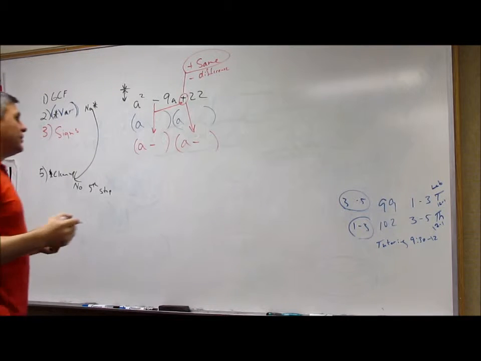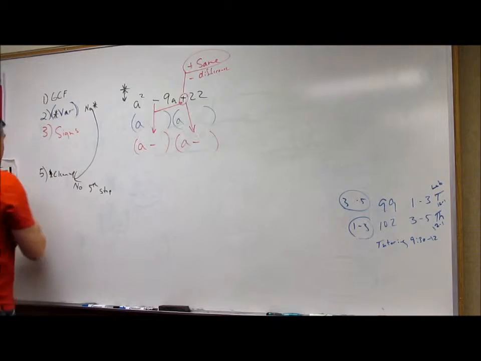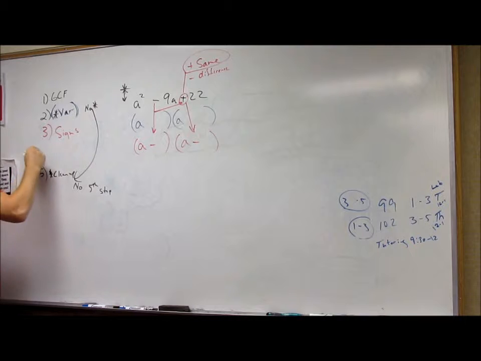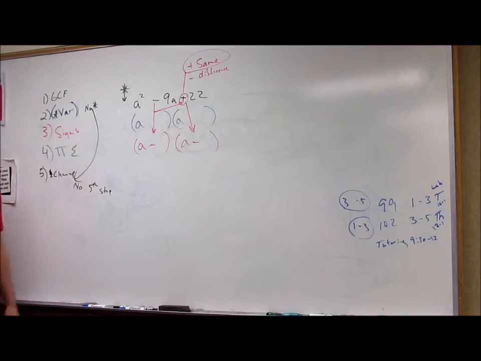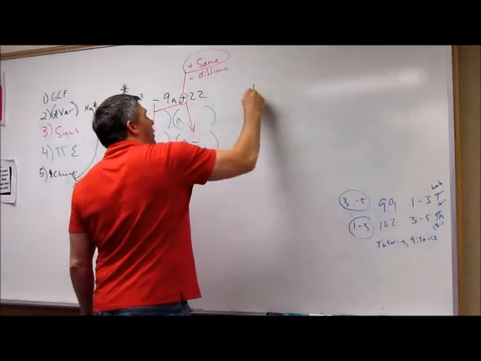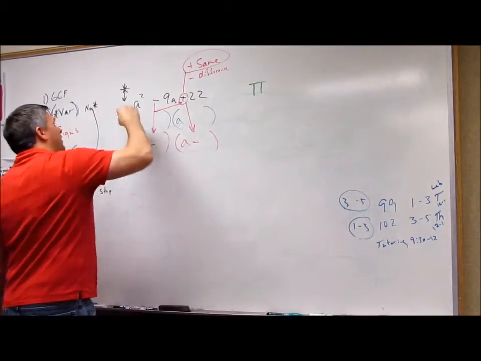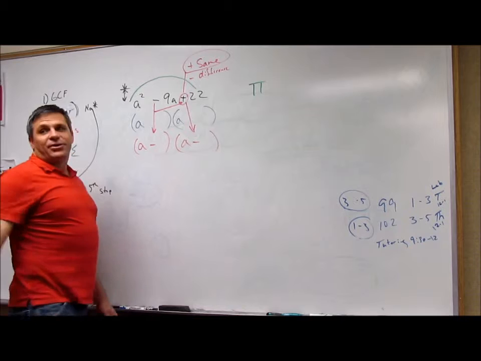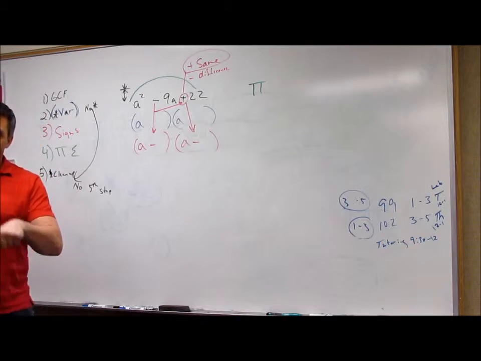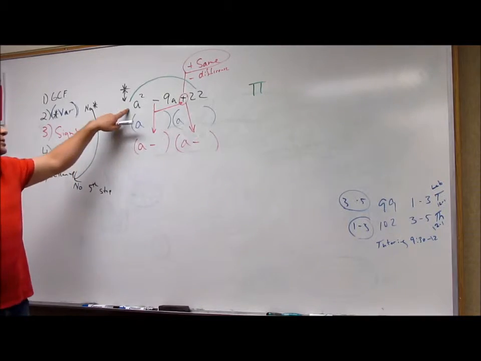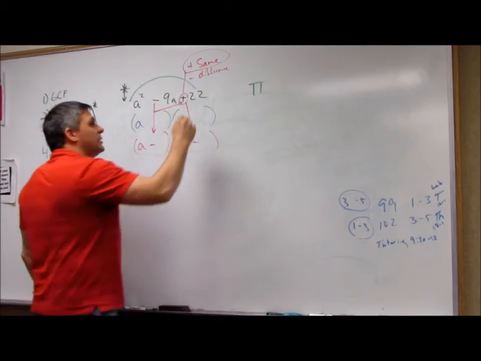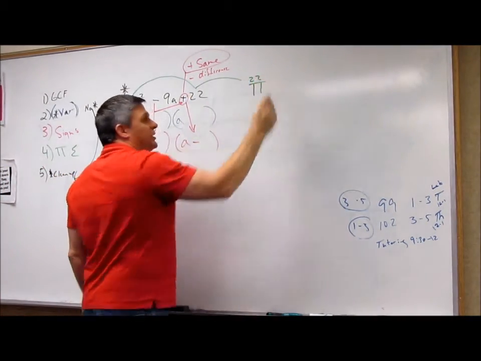Now the other thing is this last step right here. Fourth step, product and sum. The product is the first coefficient with the last coefficient, the product of the two. So you multiply them. In this case, it's just 1 times 22, which is 22.